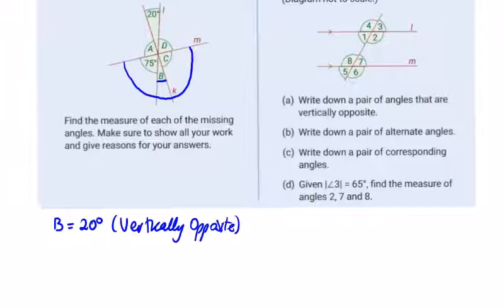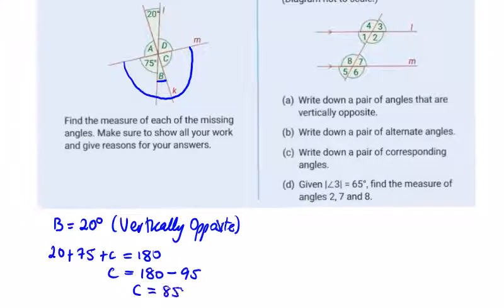What can we say about these three angles on this side of the straight line? We can say that B plus C plus 75 is 180. So 20 plus 75 plus C is equal to 180. C is equal to 180 minus 95. So C is equal to 85 degrees.